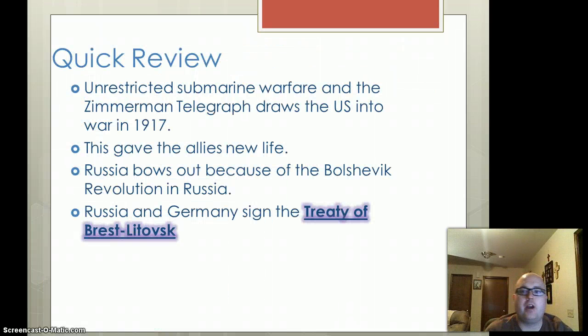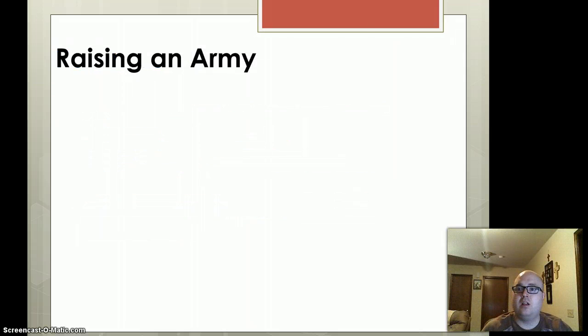Unrestricted submarine warfare and the Zimmermann telegram draw the U.S. into the war in 1917. This gave the Allies new life. Russia bows out because of the Bolshevik Revolution, the Communist Revolution in Russia. They have their own problems to deal with. And Russia and Germany signed the Treaty of Brest-Litovsk, which gives Germany everything it needs for a one-front war to really win this thing.